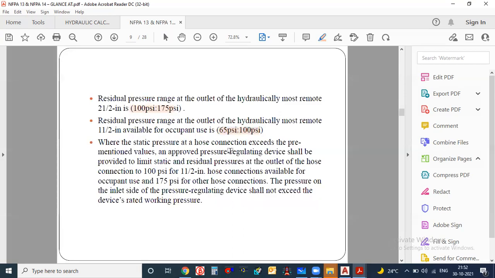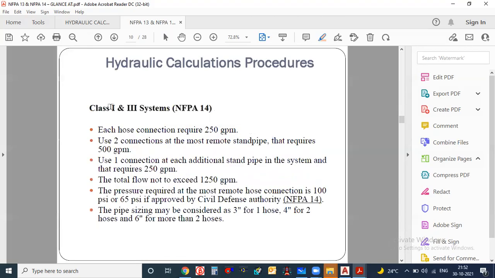Okay. And where the static pressure exceeds the limit, an approved pressure regulating device is used. So this point gives us the pressure regulating device. Class 1 and 3 system, NFPA 14, hydraulic calculation procedure. Each hose connection requires 250 GPM. Use 2 connections at the most. Use 1 connection at each additional standpipe. Total flow not to exceed the limit.